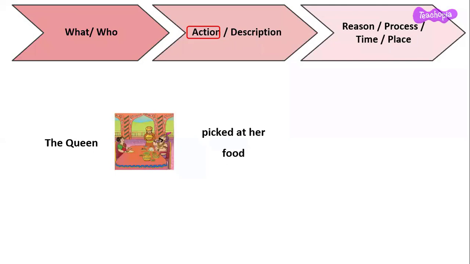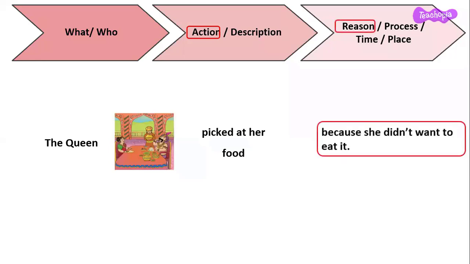So here, who am I talking about? I'm talking about the queen. And what is the action that I'm describing? She picked at her food. Now, if I want to add information about the reason of this action to this sentence, I will say, because she didn't want to eat it. So my sentence will be, the queen picked at her food because she didn't want to eat it.